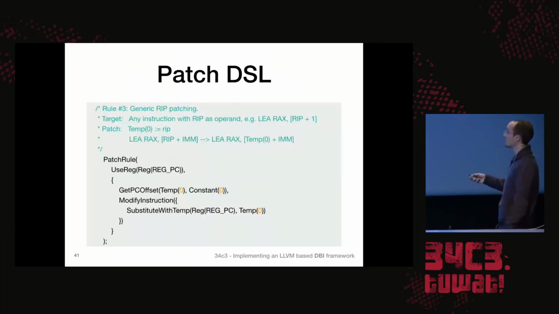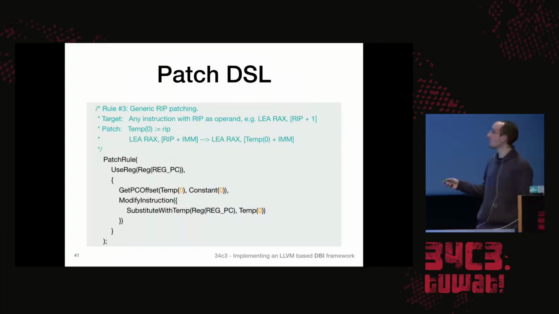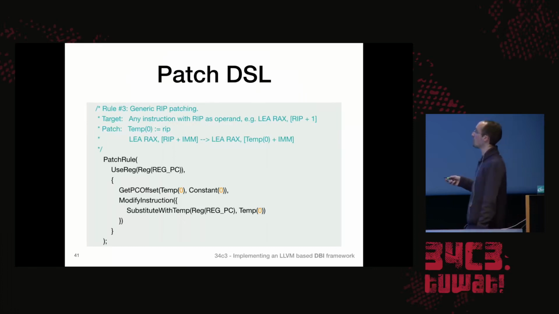So this is just extracted from the original code of the DBI. And this is our patch. This is the thing that replaces the program counter with a temporary register. And you see there is one condition here. So this is only one rule, one condition. The condition is it must use a register, PC. And then the action, you can see, there are some of them. I will not go into the detail, but you can find here the substitute with temp, the temporary register, and so on.